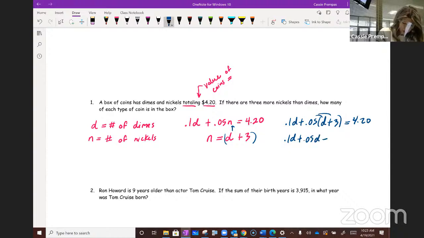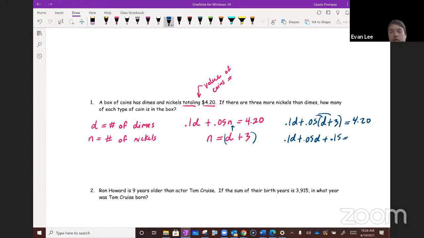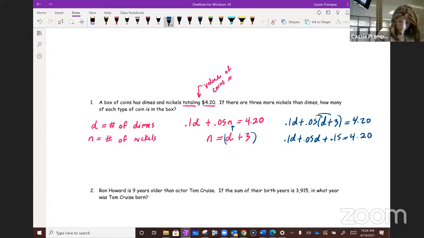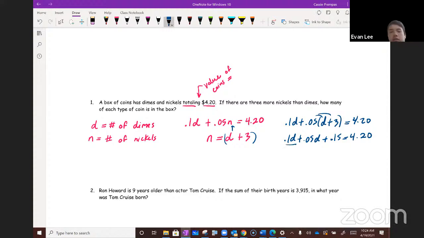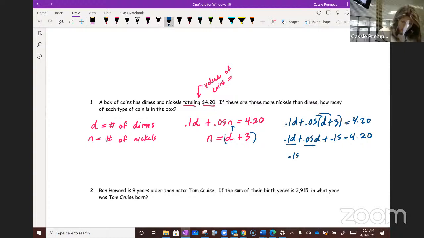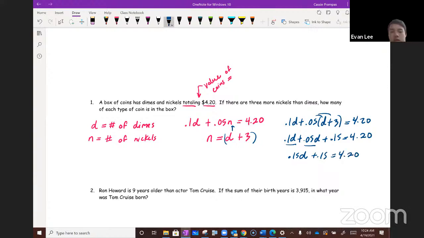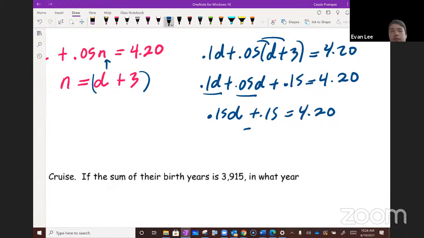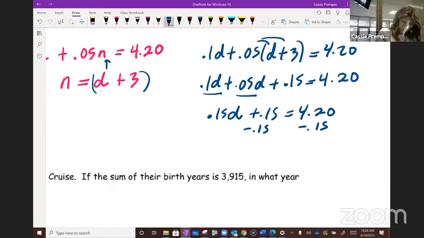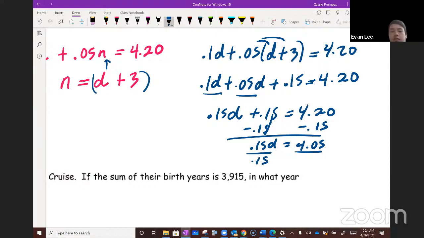Awesome. 0.05 times 3 is 0.15, right? Equals 4.20. What would we do next? You combine the 2 d values. So 0.15d. Then you'd subtract 0.15 from 4.20. Awesome. 4.2. Good. So we get 4.05. And then what? Then you just divide by 0.15.